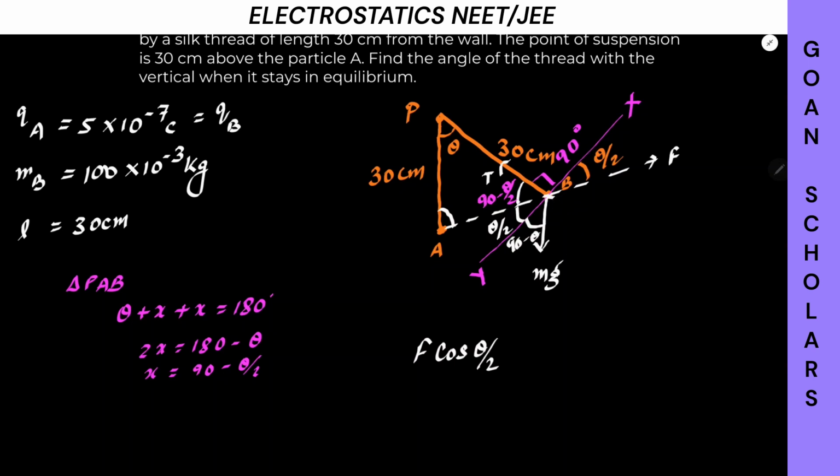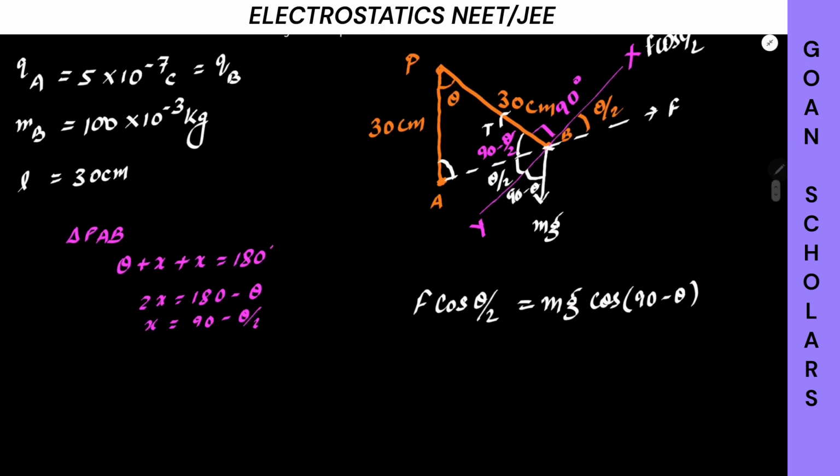So our F cos theta by 2 must be equal to our component along, where is F cos theta by 2? It will be along this direction, right? This must be equal to the component of mg along y. So what is that? mg cos 90 minus theta, correct? Now what is mg cos 90 minus theta? We know that cos 90 minus theta is sin theta. So it will be mg sin theta, and that is F cos theta by 2.